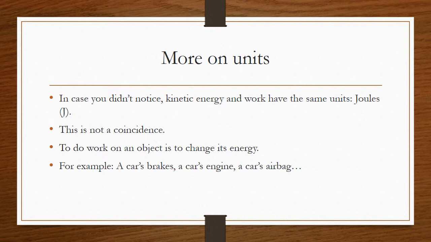If you press on the gas pedal of your car, you're having the engine do work to increase the kinetic energy of the car and make it speed up. An airbag slows you down, so it does work to bring you to a stop in an accident. So all these things are examples of things doing work to change the amount of energy in a moving object. So work and energy are very much related.